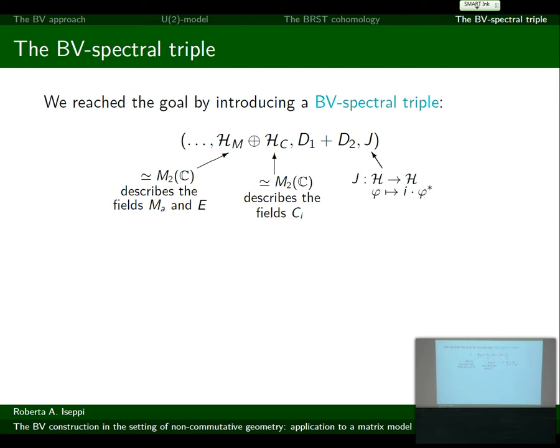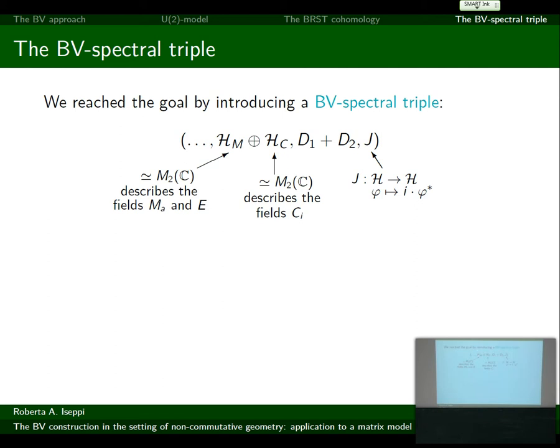What I want to tell you immediately is that from our extended theory, we didn't have any condition on the algebra. So the extended theory is telling only something about the Hilbert space, the operator, and the fact that we need a real structure. So let's look a little bit closely at the Hilbert space. This is given by the sum of two terms.